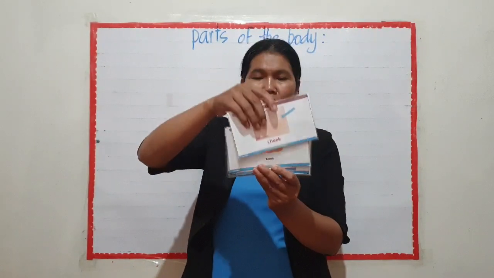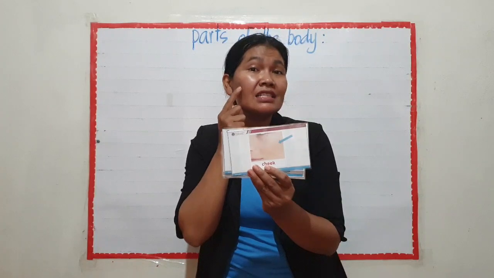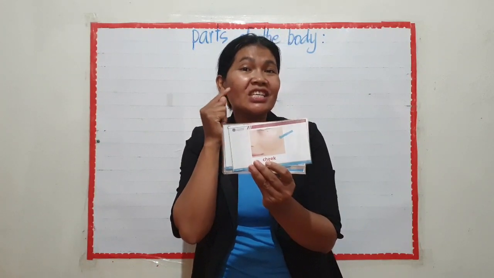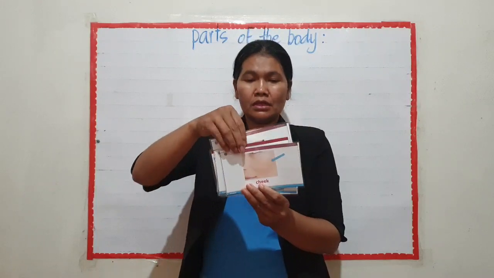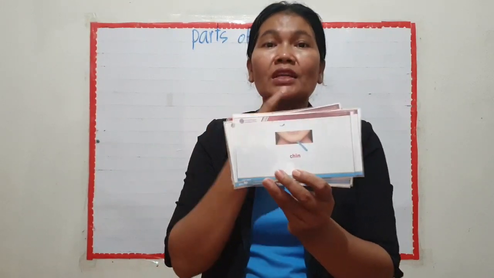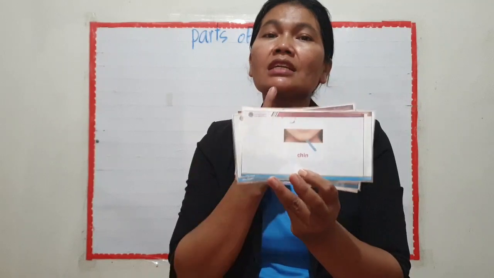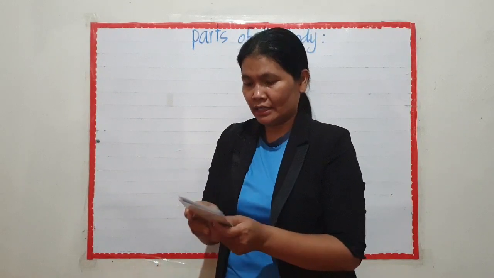Now one more, this one, what is it? Cheek. Cheek. All right, this one, what is it? Look at the picture. This is chin. Say again, chin. Very good. So this is all the pictures of our head.